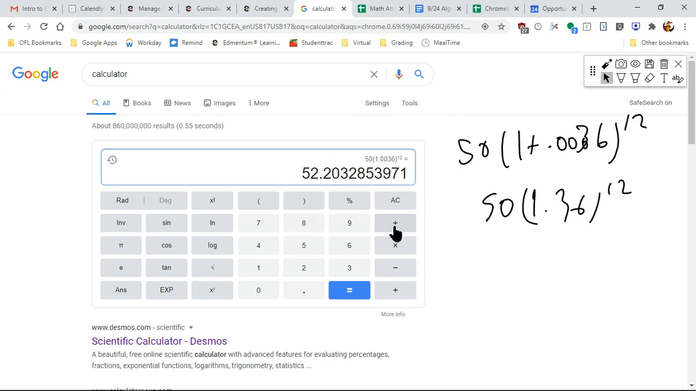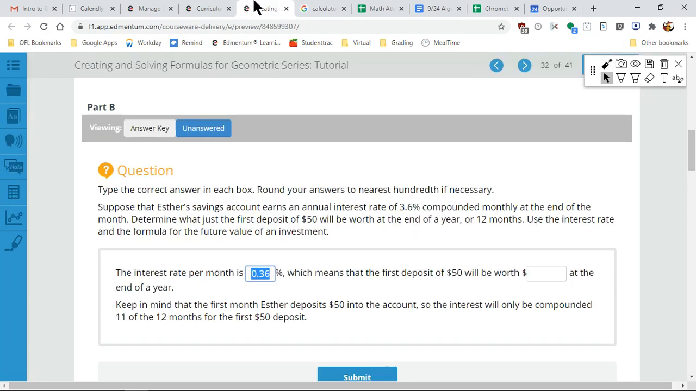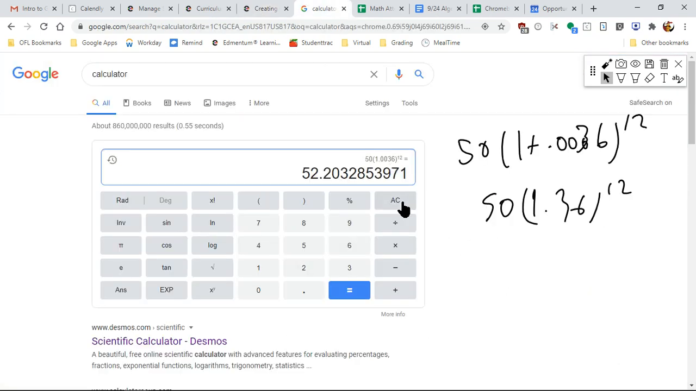And what did I do wrong? Oh, I was supposed to divide. I divided it by 12. I'm sorry, guys. I am so sorry. I'm like out of it today. You guys are probably asleep by now. I'm sorry.